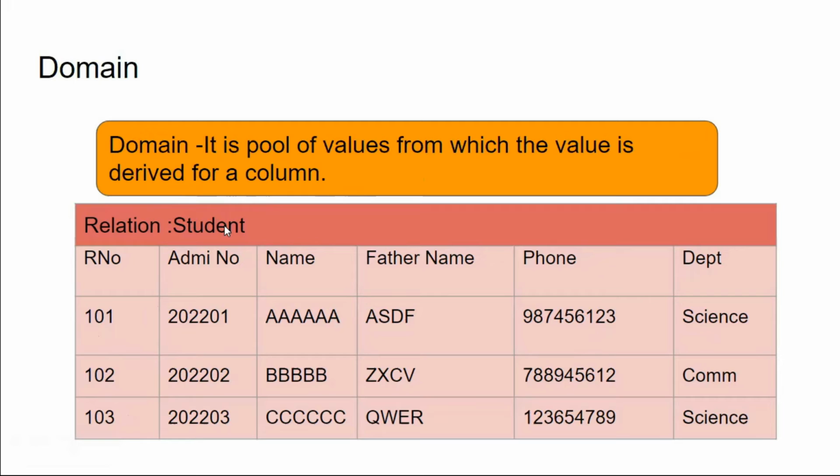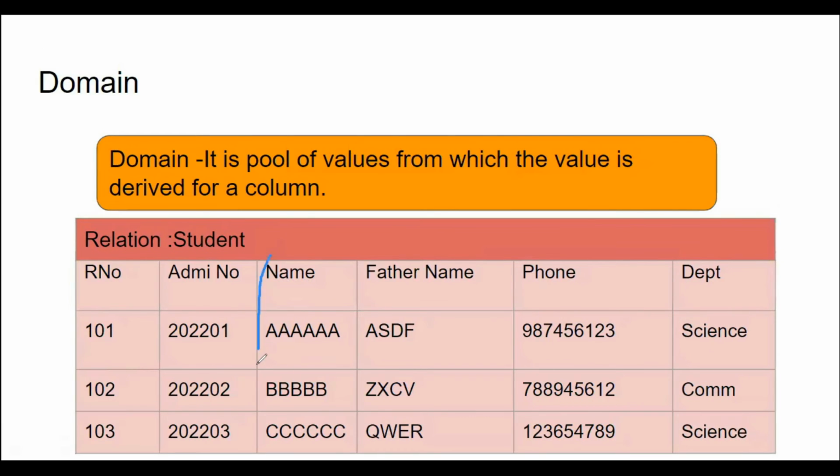The next one is domain. Under one particular column, we have a column name and values. Together, they are called a domain. If you see here, name is a column and A is a value. So the entire name column, the title and the values under that title all together, is called a domain.